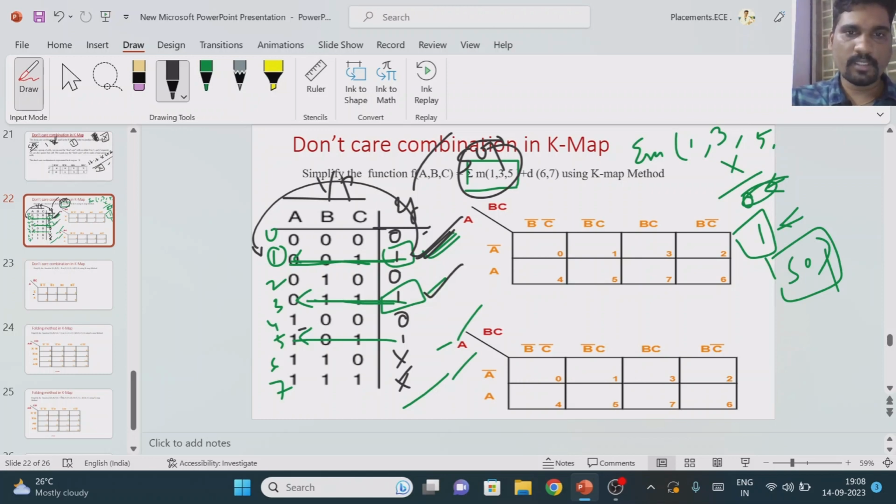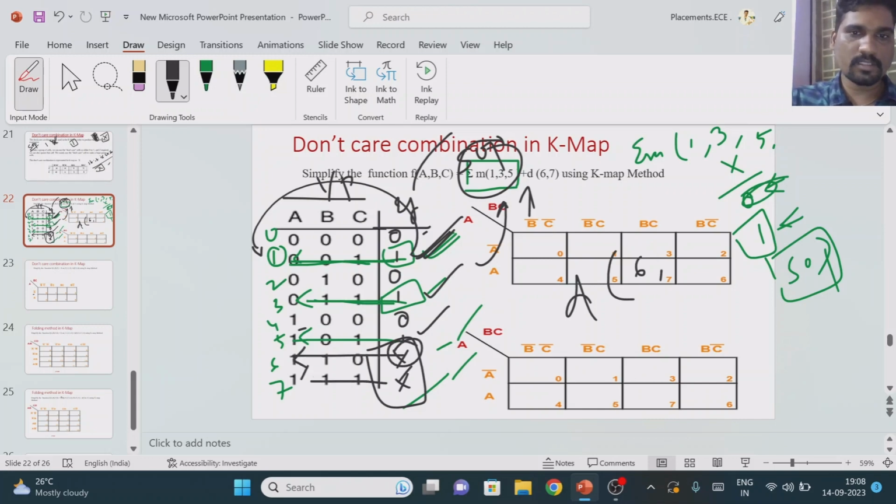Next, this is for 3, this is for 5. These terms we also need to include, but directly we are not going to include them here, right? So how are we going to include them? These are the don't care combinations, which are going to be represented with D. What is this location? This location is nothing but 6, right? 6 is the 1 value.